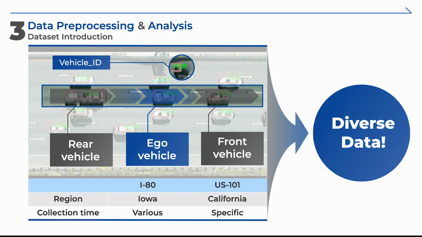Additionally, the I-80 dataset reflects the traffic conditions in the Iowa region, and the US 101 dataset reflects the traffic conditions in the California region. The former was collected over various periods of time, and the latter was collected over a specific period of time. By utilizing two datasets with different characteristics, data diversity was secured.